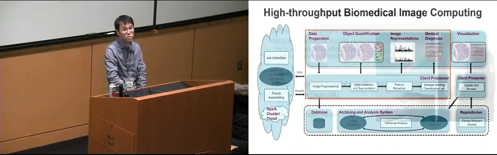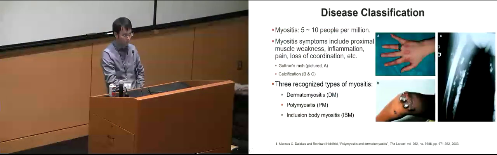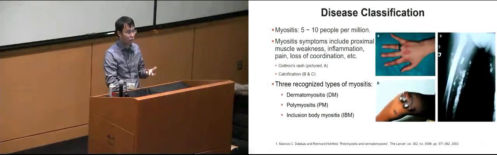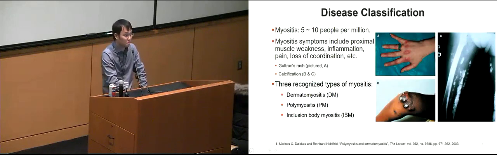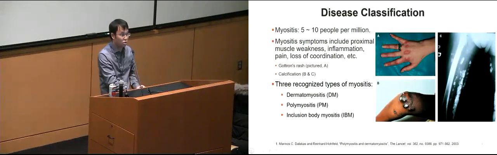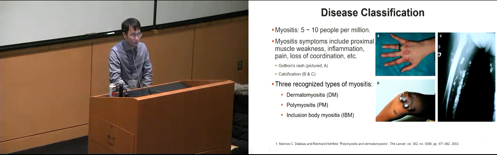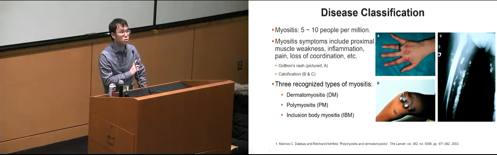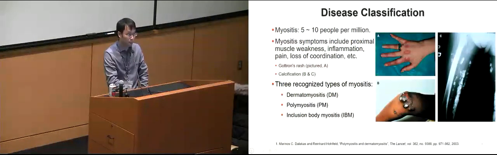The first one is the muscle disease classification. As shown in this figure, right now we have, I think it's 3 recognized types of myositis muscle disease. The DM, PM, and IBM cases. As shown in the right, the figure. From these images, it's not easy to differentiate a different kind of myositis disease.